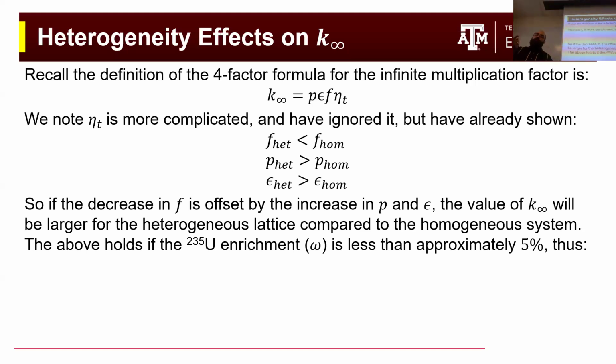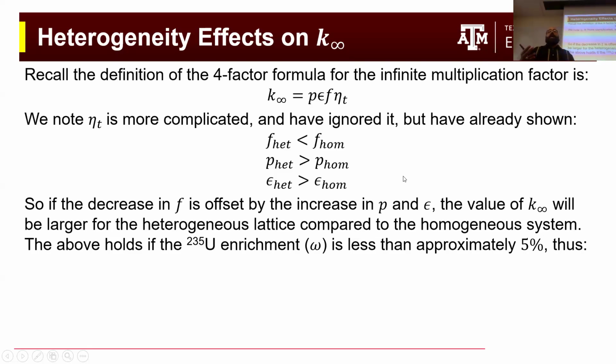So we wrote the four-factor formula. That eta T was the thing I was saying. It's kind of complicated. You really need to know the full flux distribution to say stuff about eta T. So we're just going to ignore it and say that for hetero versus homogeneous systems, we've already compared these factors. Basically, the thermal utilization F is larger for the homogeneous case. The resonance escape probability and the fast fission factor are larger for the heterogeneous.